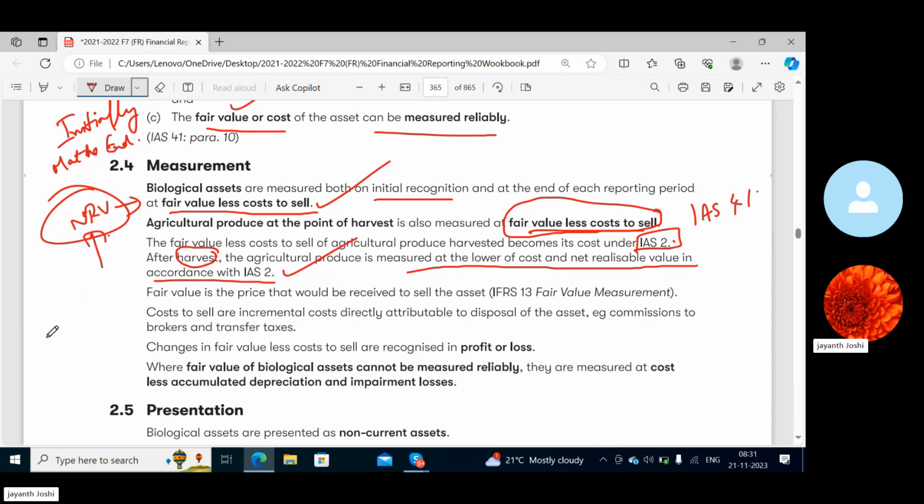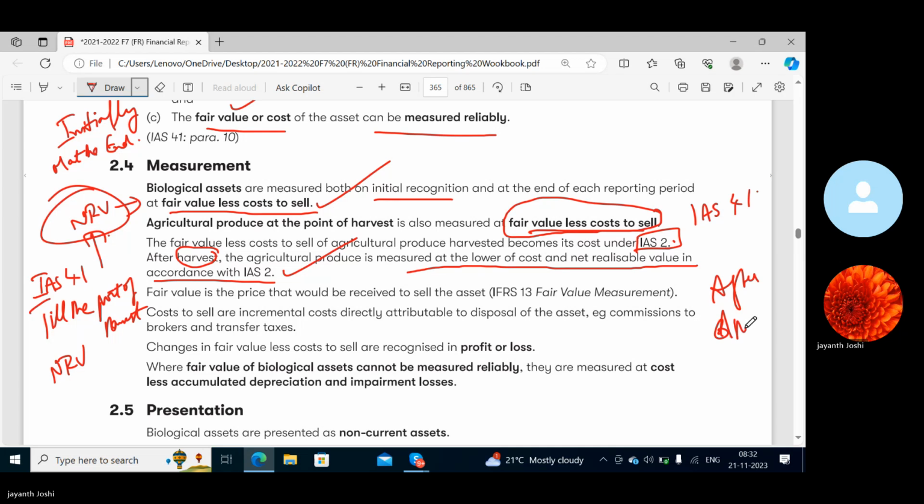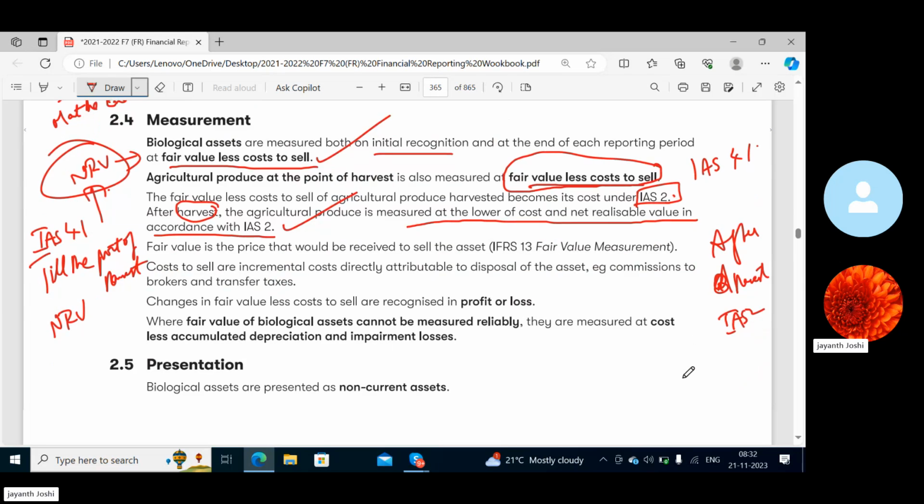So till the point of harvest, NRV, and this is under IAS 41. After harvest, when it comes to the market, IAS 2, lower of cost or NRV.